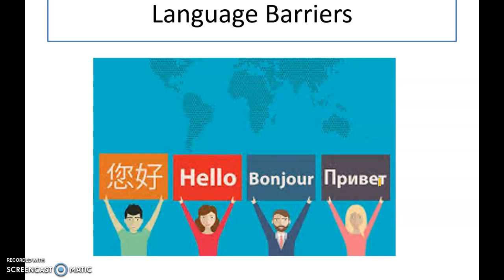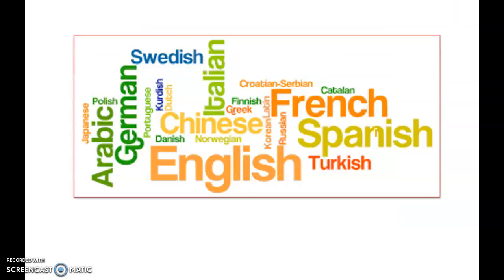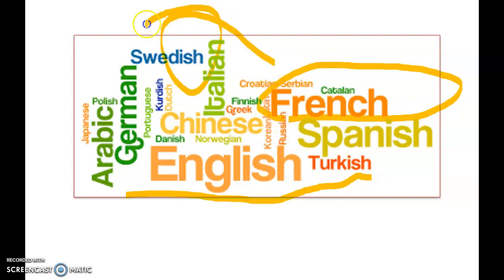Now, this is language. Language barrier: here you can see this is, I guess, Chinese. This is hello in English, this is bonjour in French, and this is maybe Japanese. If you don't know the language of another country, you cannot communicate with people easily. In our world there are very many different languages, like English, Turkish, Spanish, French, Italian, Swedish, German, Arabic, Japanese, Danish, Chinese. If you don't know the language, you cannot communicate effectively with that particular person. You can communicate effectively when you have knowledge of the language.